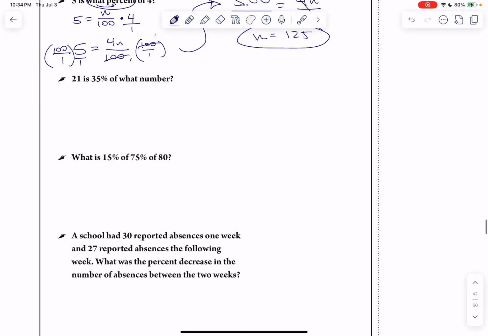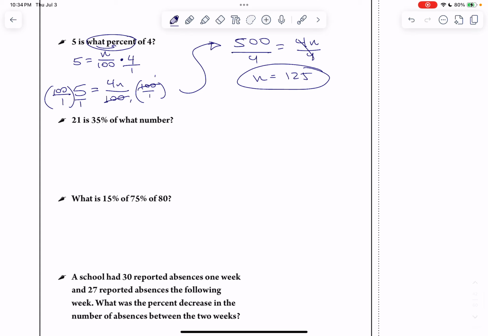The next one says 21 is 35% of what number? So I can write that down. 21 is equals. 35 is just 35. 35% though is 35 divided by 100. Of is multiplication. What number? We don't know what it is. We'll make a little n. We've seen this set up before.